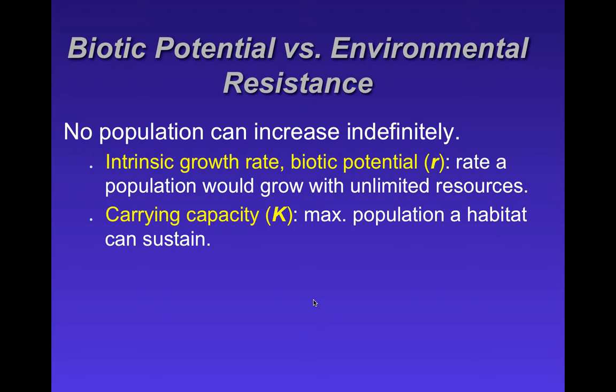So no population can increase indefinitely. There's always going to be some sort of environmental factors, environmental resistance to an increased population. So we call it increased growth rate, or biotic or intrinsic growth rate, which is the same thing as biotic potential. This is the rate a population would grow if it had unlimited space, unlimited food, water, nothing impacting the population. So there were no limiting factors on our population.